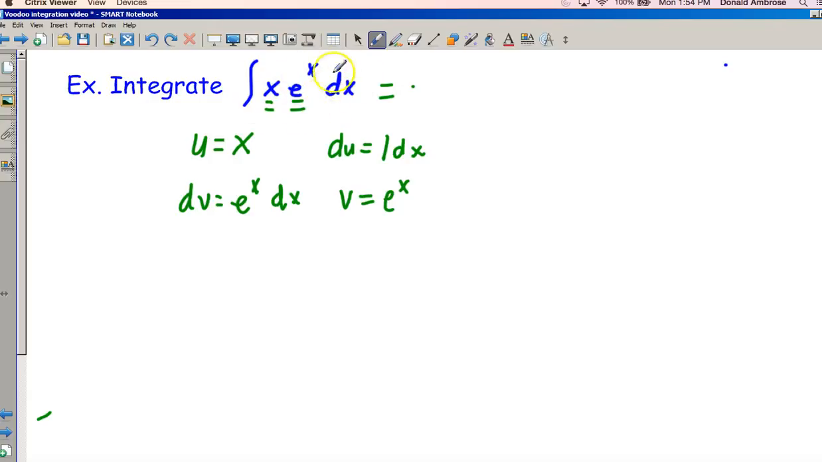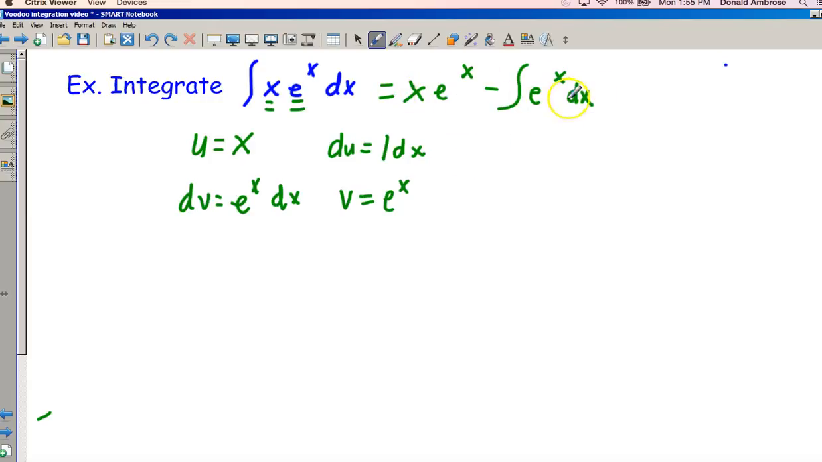The original integral, well, that's my u dv. I don't need to actually substitute that in. I know what those are now. That integral of u dv, I know is equal to u times v, which in this problem would be x times e to the x. And then I've got to subtract from that the integral of the voodoo, where v is equal to e to the x. The du is just 1 dx, or just dx.